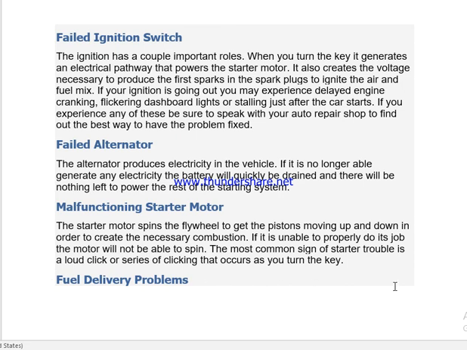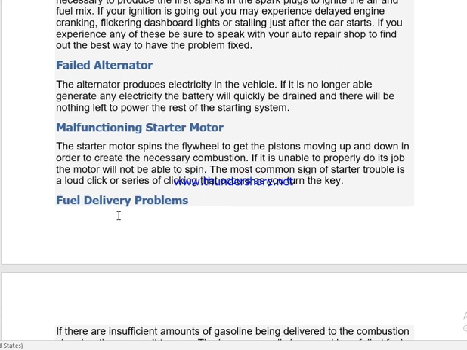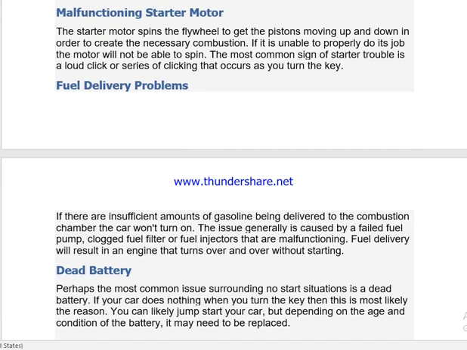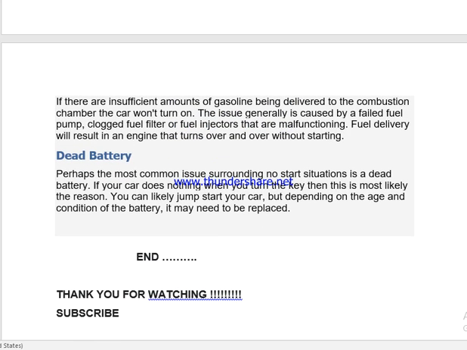Fuel delivery problem: when the pump is not pumping fuel, or the current does not reach the fuel pump, the current cannot go to other components. Another is a dead battery: when the battery is discharged or the terminals are not cleaned very well, that can make the starting system fail.